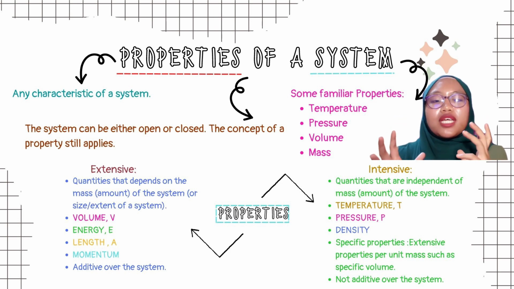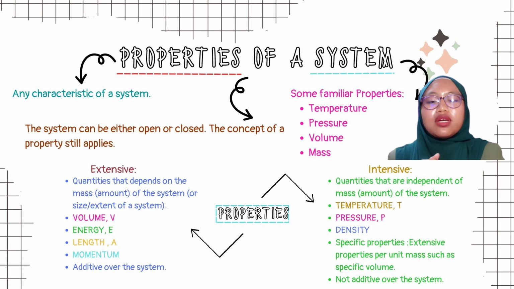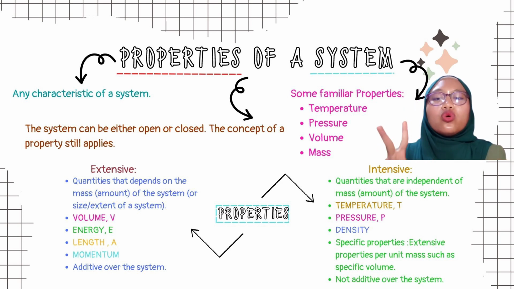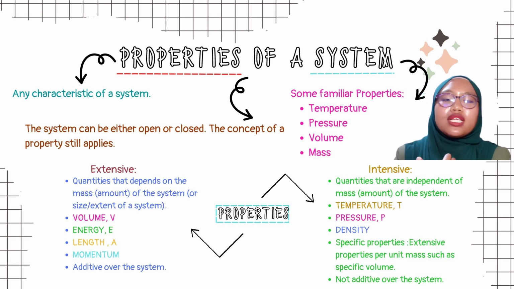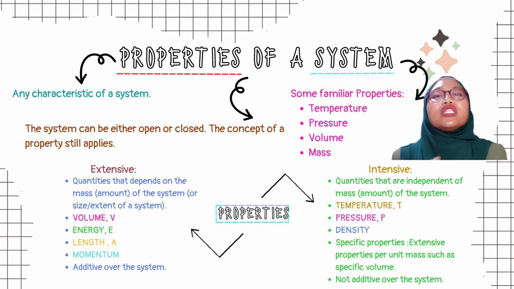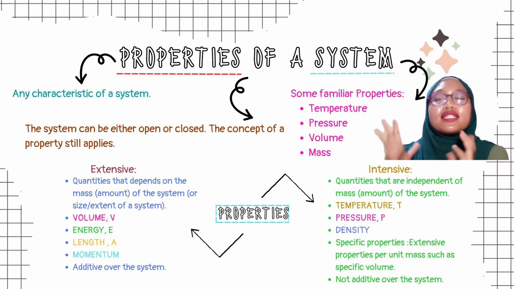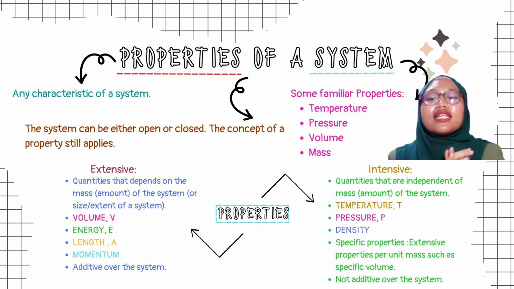The system can be either an open or a closed system, and the concept of a property still applies. There are two classes of properties: the first is extensive and the second is intensive. Extensive properties are quantities that depend on the mass or amount of the system, or the size or extent of a system, such as volume, energy, length, and also momentum.